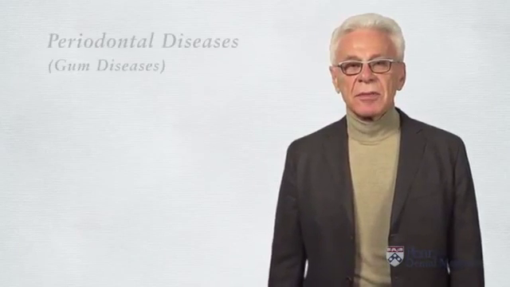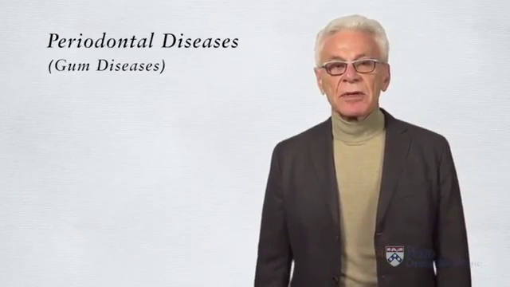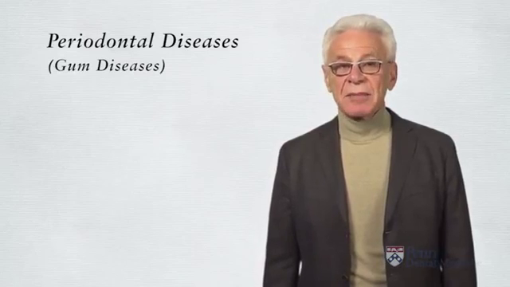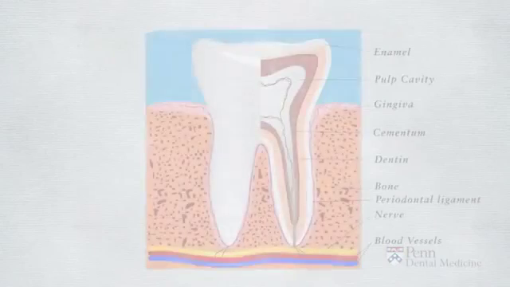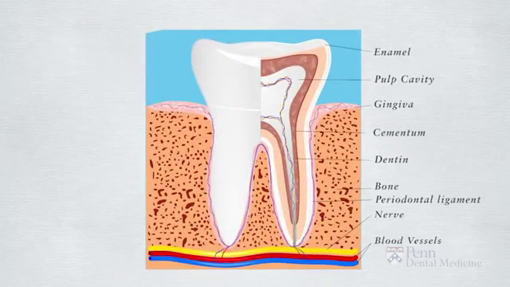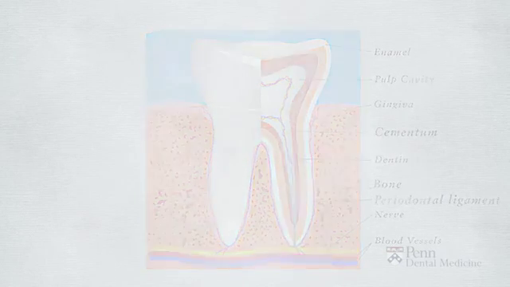Hello. In this section, we're going to review periodontal diseases. Periodontal diseases, otherwise known as gum diseases by the lay population, are a group of diseases that affects one or more of the tissues in the attachment apparatus of the tooth, meaning cementum, periodontal ligament, bone. Periodontal disease is actually a collective name of many different conditions affecting the supporting apparatus of the teeth.